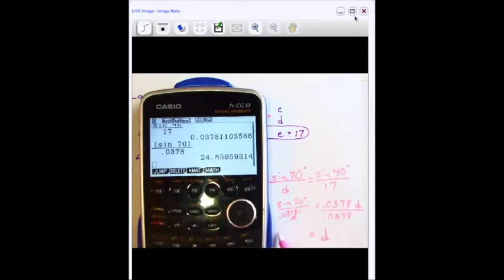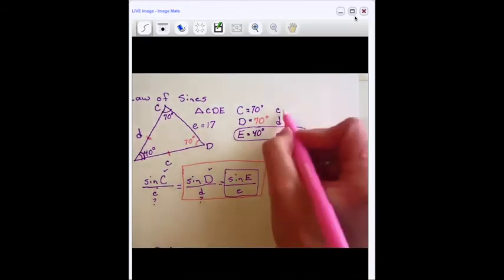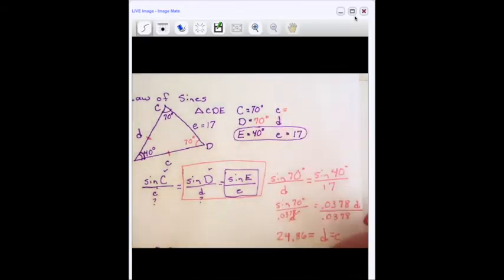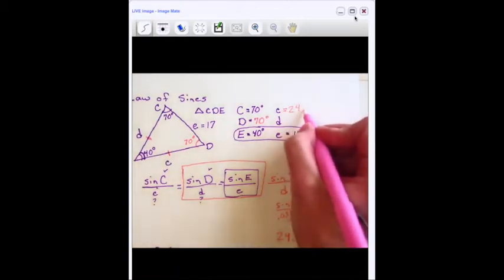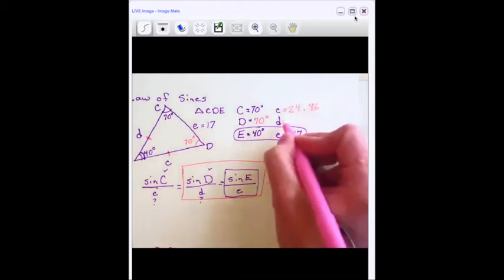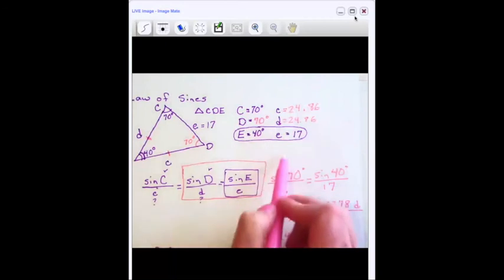So the length of D is 24.86 if we round that decimal. And we know that the way it's set up, that's also equal to side C. So both of these pieces up here that we were looking for are going to be 24.86. And now we know all of the components of that triangle.